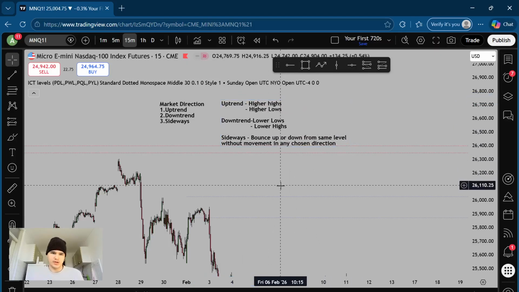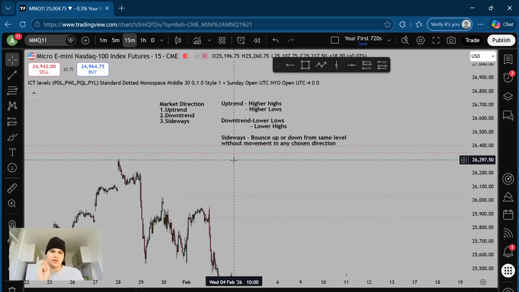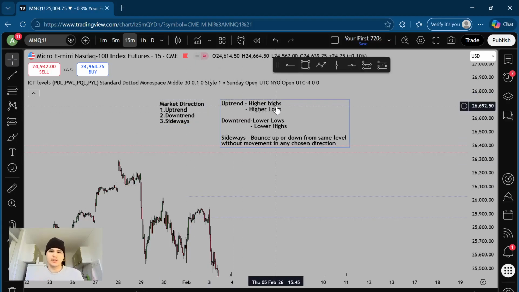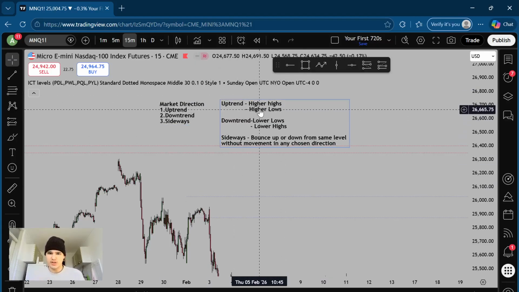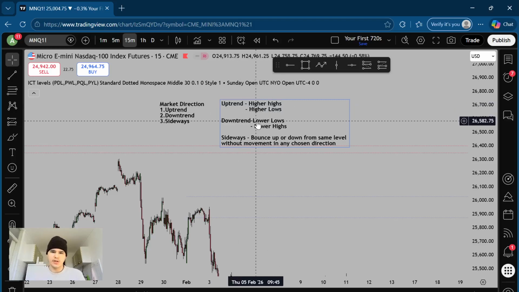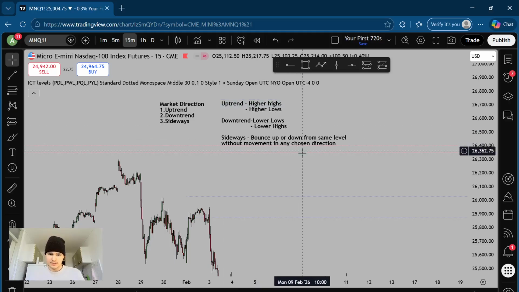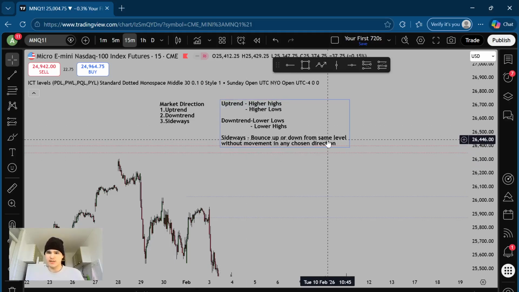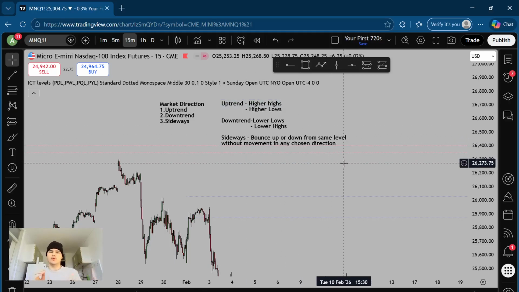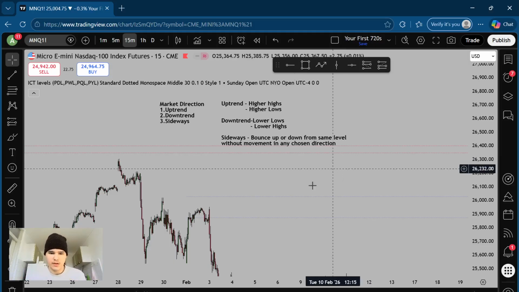So what did we just go over? Market direction. It can only go three ways: uptrend, downtrend, sideways. Uptrend is consisted of higher highs, higher lows. Downtrend, lower lows, lower highs. Okay? Sideways, we bounce up or down from the same level without moving into any chosen direction. Now that we have those basics down, let's go on the chart and find clear prime examples of this, right?